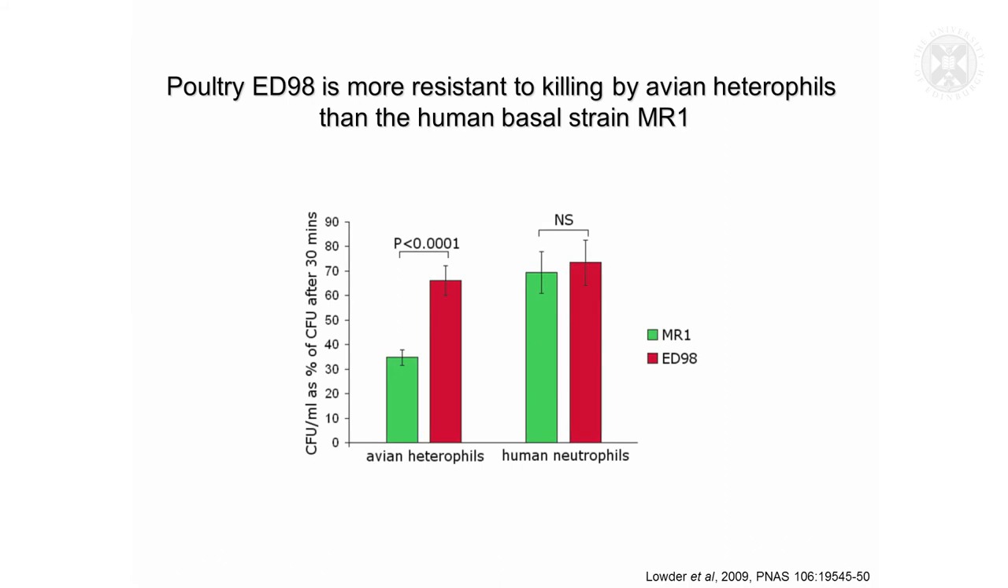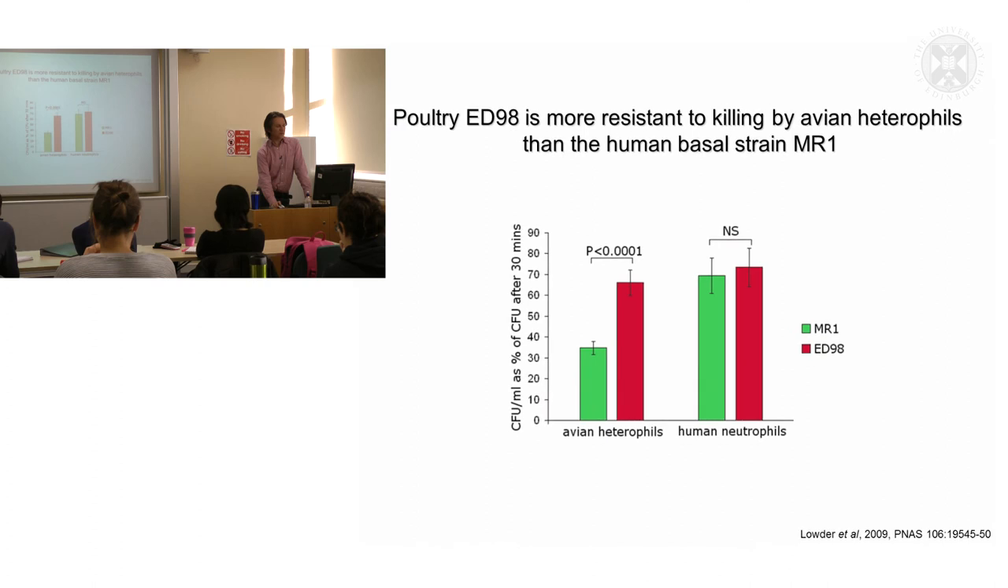And this is just to show that what we see at the sequence level is also reflected at the phenotypic functional level, because we find that the poultry strains are more resistant to killing by avian heterophils, which is the chicken equivalent of neutrophils, than the human strain MR1, which is the closest relative, which, as I said, was circulating in Polish hospitals. So it seems to have adapted the ability to survive better in the presence of avian heterophils.